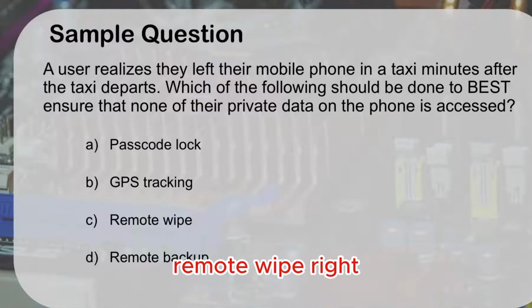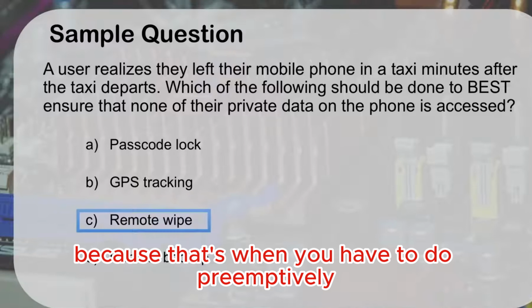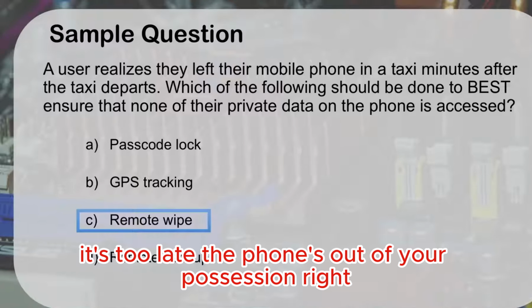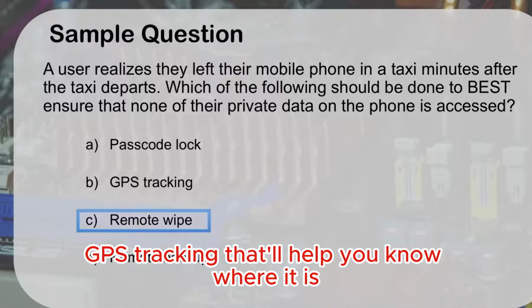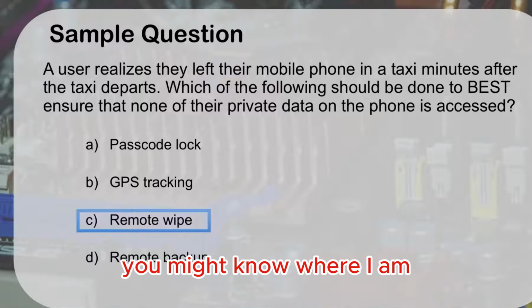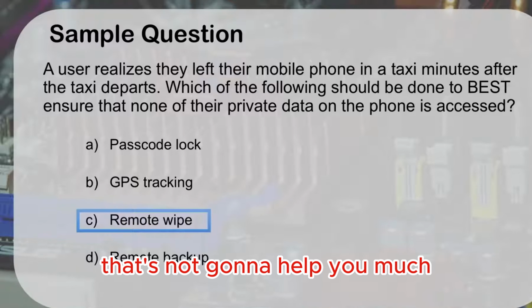Remote wipe, right? Passcode lock's not really going to help you, right? Because that's something you have to do preemptively. If you haven't put one on yet, it's too late. The phone's out of your possession, right? GPS tracking, that'll help you know where it is, but it's not going to protect your data, right? You might know where I am, but I'm already reading your data. That's not going to help you much.